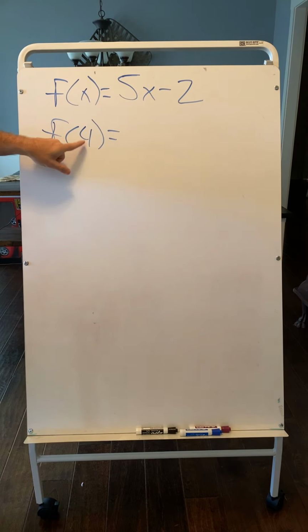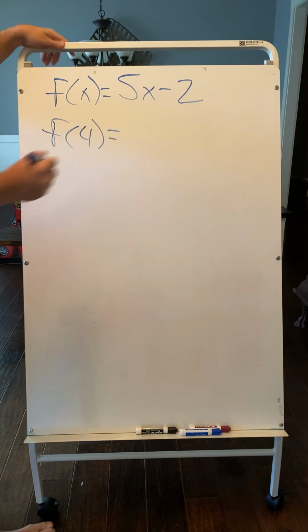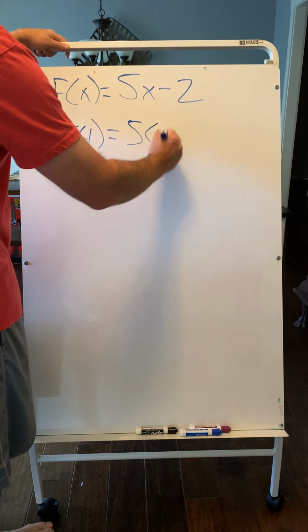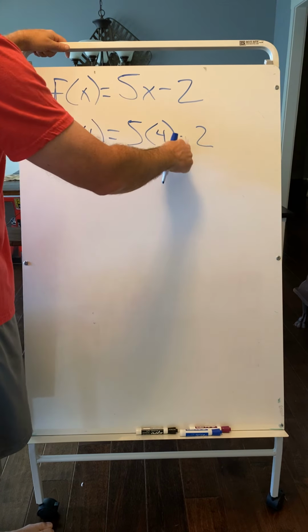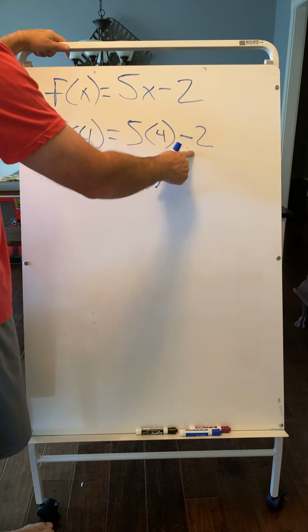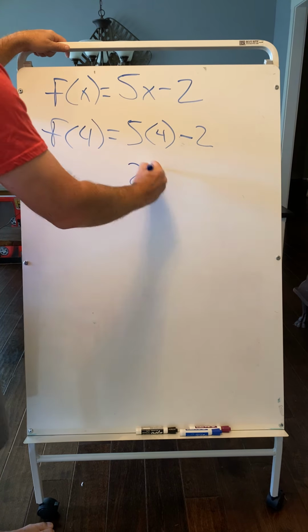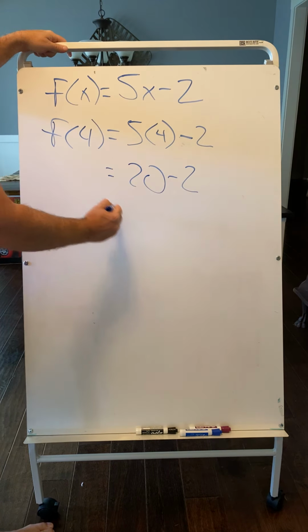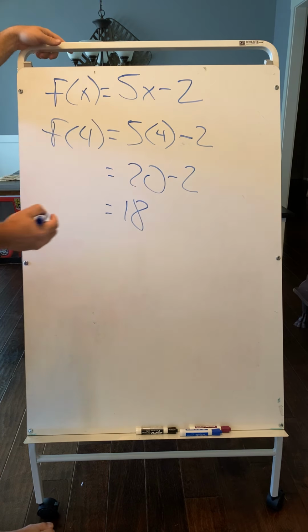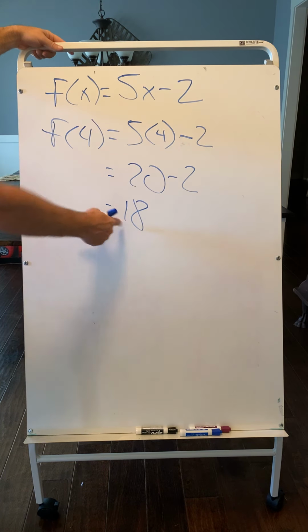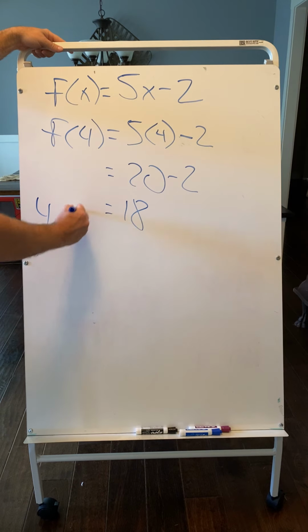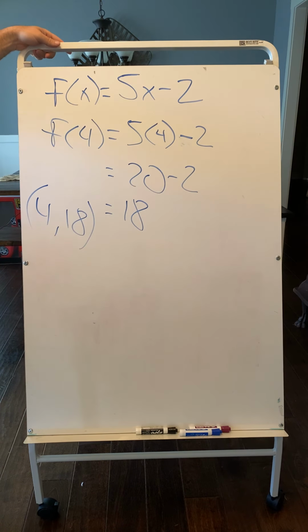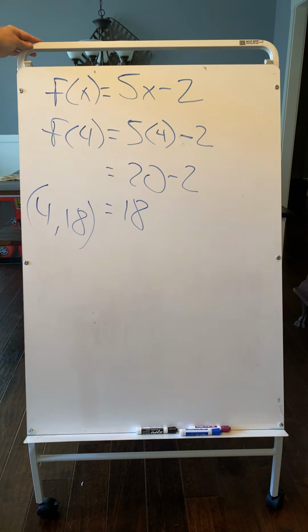So we're going to plug 4 in for the x. So I'm going to have 5 times 4 minus 2. And 5 times 4 is 20 minus 2, which gives me an 18. So you have 4, 18. Okay, so let's try another one.